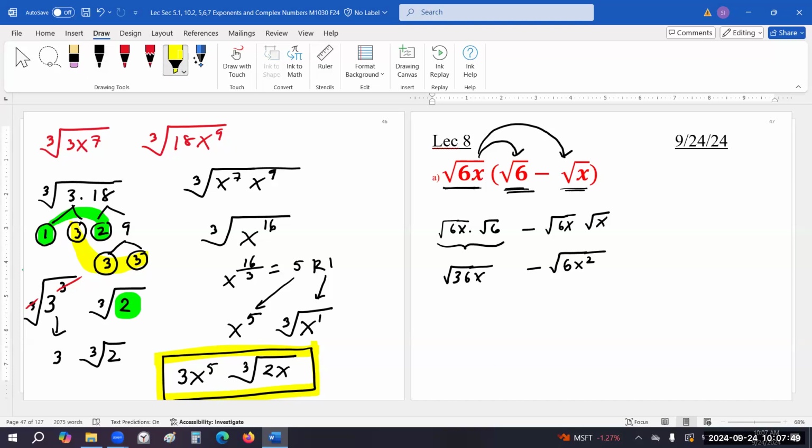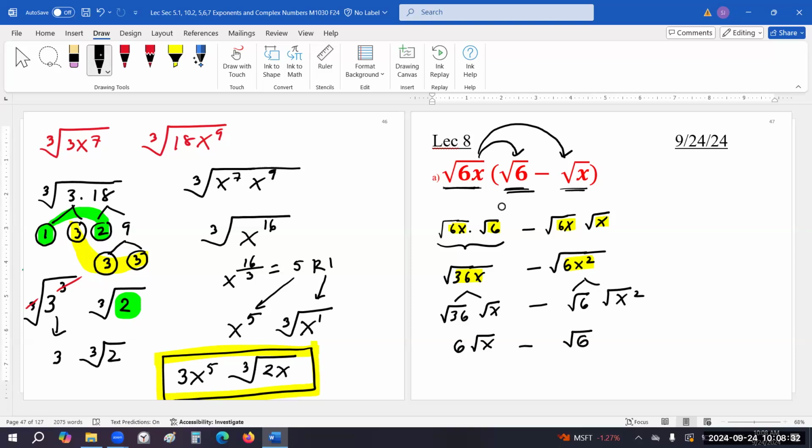As long as we have the same radical, we are allowed to multiply the inside, because we have the same radical, square root. So you're going to split that into two pieces, square root of 36 and square root of x. Same thing here, we split into square root of 6 and square root of x squared. Do we know what is square root of 36? 6. And square root of x, we cannot simplify, so we leave it alone. Same thing here, square root of 6, we cannot simplify.